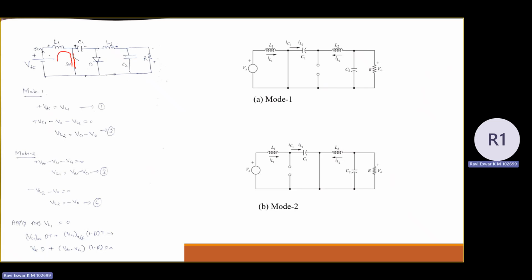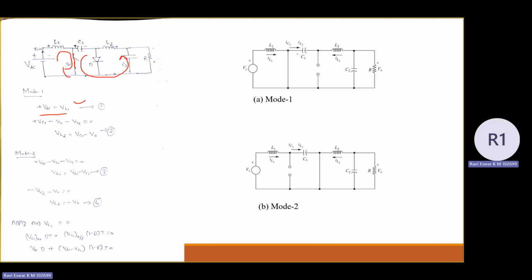So you can apply KVL here. When you apply KVL, VDC equal to VL1. The voltage across L1 comes as VDC. Similarly, you can apply KVL in this loop also. In this particular loop, the diode comes in reverse bias. Only the switch is turned on. So the diode comes in reverse bias.